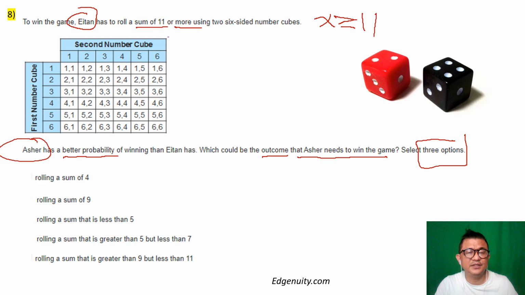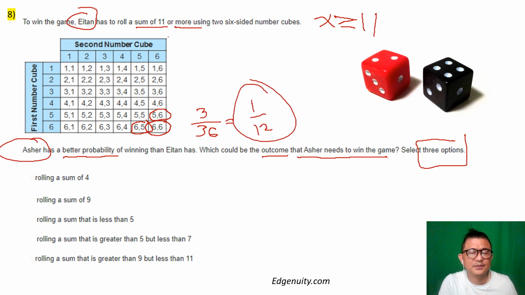Okay, so for Ethan, the sum of 11 or more. Which of the following numbers would be 11 or more? 6 plus 6 is 12. This is 11. This is 11. That's a 12. So there's only 3 possibilities for Ethan. So 3 out of a total of 36. 3 out of the 36, or simply 1 out of 12.